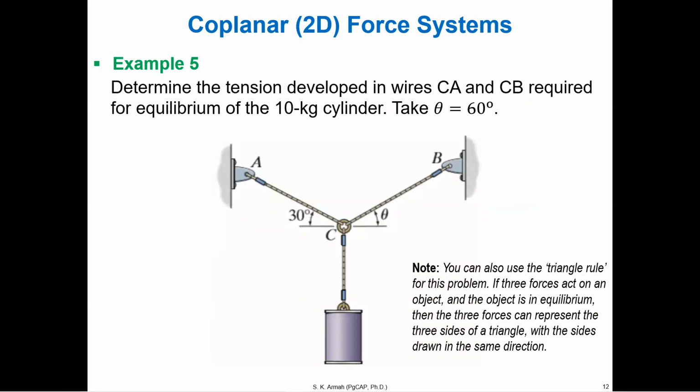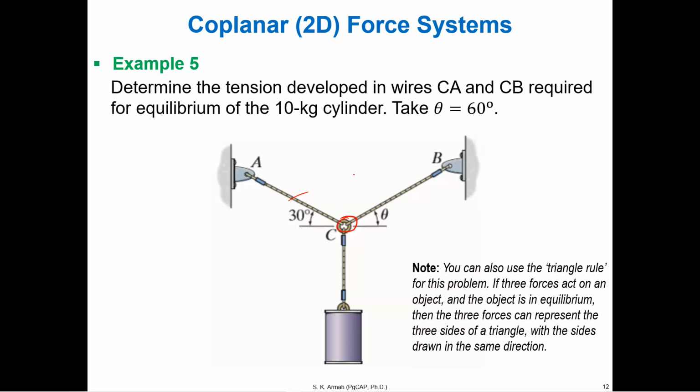So if you look at this problem, we have 2 cables, one here, one here. This is some kind of a ring, and then the cable that is holding the weight. They want to determine the tension, or the force, in the cables CB and CA at this position. So the whole system is in equilibrium. Let's determine the force here.